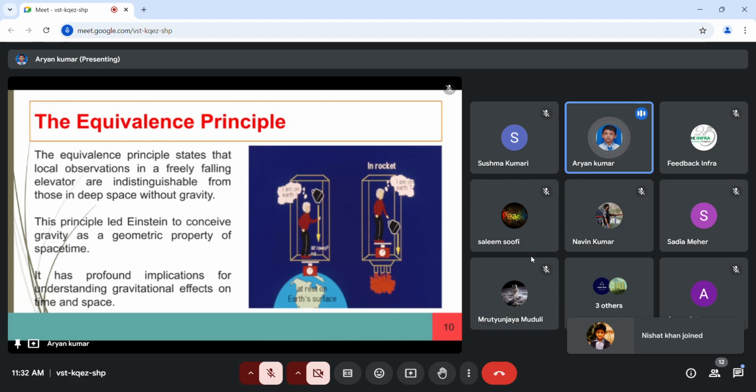Implications of the equivalence principle: gravity is not a force. The equivalence principle suggests that it is not a force that acts between objects, but rather an illusion caused by the curvature of space-time. And the gravitational redshift: the equivalence principle predicts that light emitted from a source in a strong gravitational field will be shifted towards the red end of the spectrum. So this is the equivalence principle.